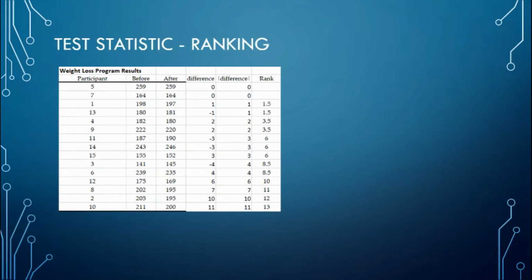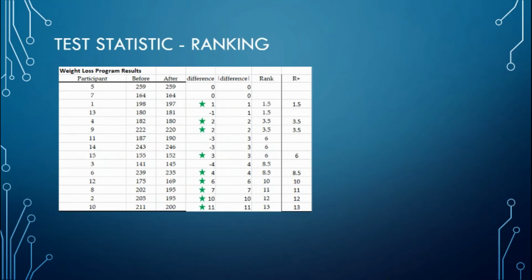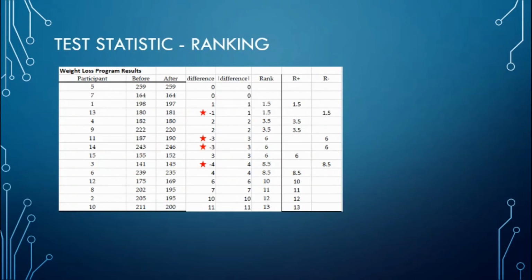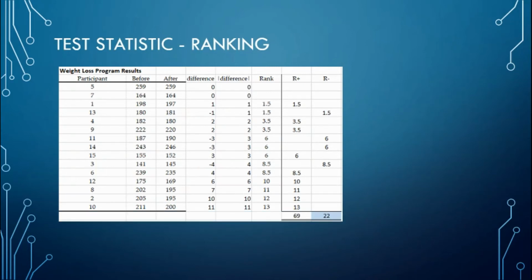Now, we'll assign each rank to either a positive or negative sign, which is determined by the sign of the differences found. We have 9 positive differences, as indicated by the green stars, and we'll move all of these to the positive rank column, like this. These are our results, which have experienced a weight loss of some quantity. Our remaining 4 differences are negative, as shown with the red stars, and we'll move those over too. To find our test statistic now, we'll sum each of the 2 columns, like so, and use the lower of the 2 as our t-value.